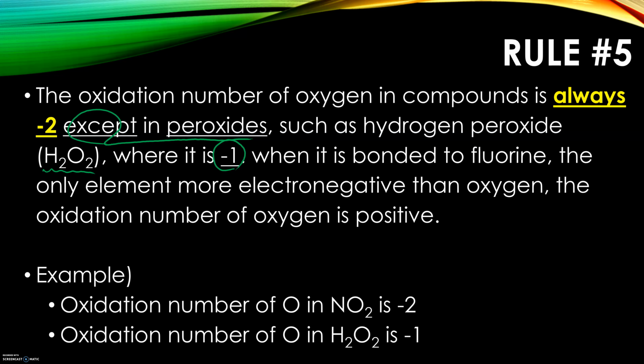So if we look at the bottom one, typically these are easy because you only know that there's one exception besides with fluorine that oxygen will be a -1. Other than that, remember oxygens are always going to be -2. All right, so let's move on into Rule 6.